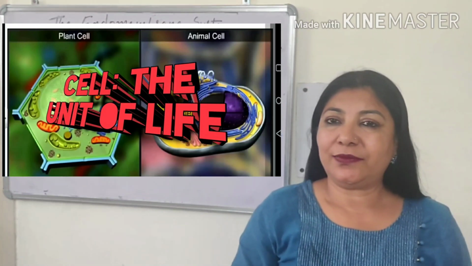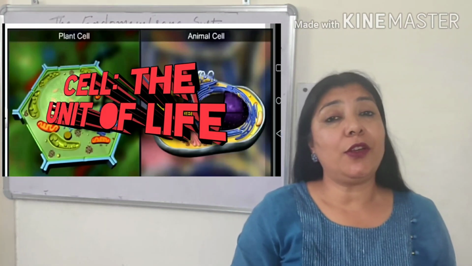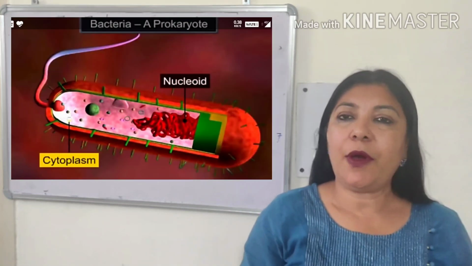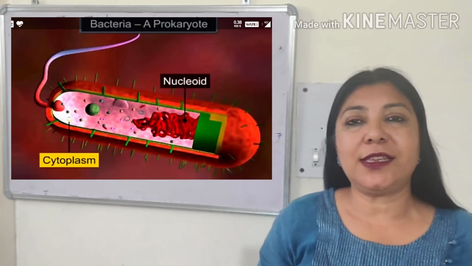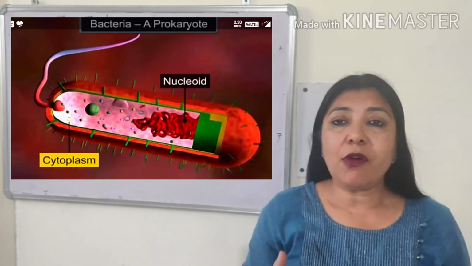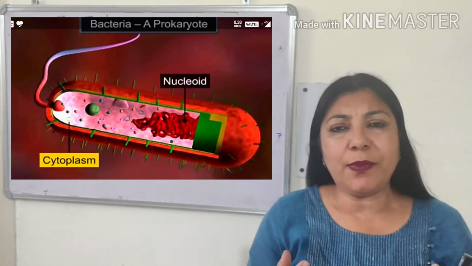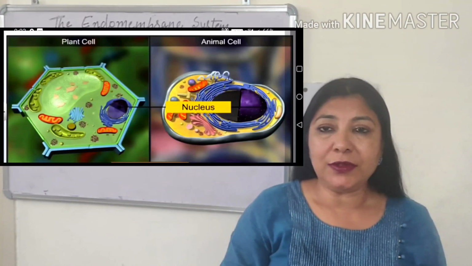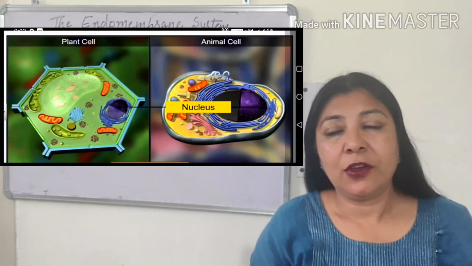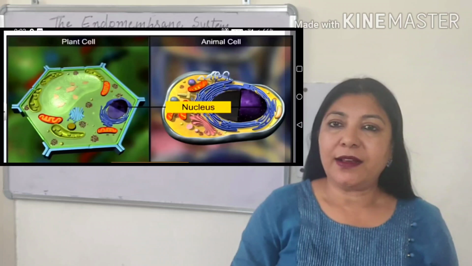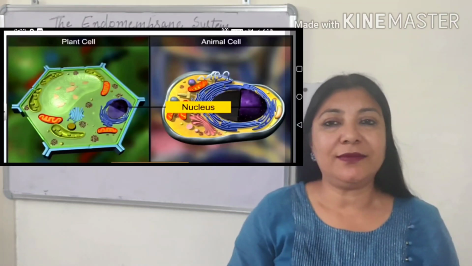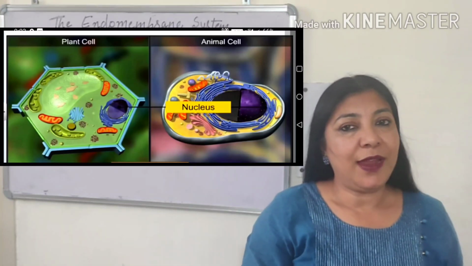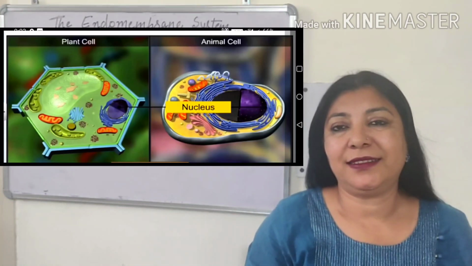So in this chapter, cell, the fundamental unit of life, so far we have studied about the details of prokaryotic cell, where we studied how a prokaryotic cell is so simple but well organized. Then we switched over to eukaryotic cell. First of all, we compared a plant cell with an animal cell, and we found out that there are many differences between plant cell and animal cell.